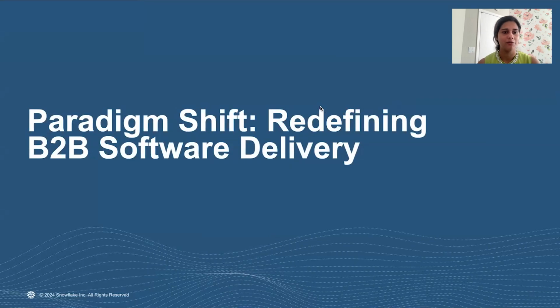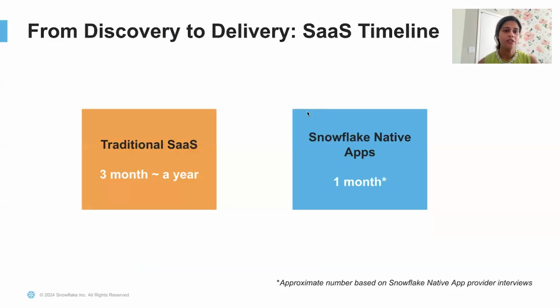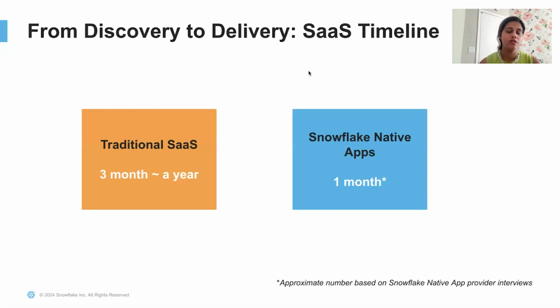Redefining B2B software delivery. If you think about a typical SaaS timeline from a consumer point of view, from discovery to actually procuring and using the application can take anywhere from 3 months to a year, depending on the application complexity. In most of our cases with consumers, we have seen a significant drop in that, and it goes down to almost a period of a month. So how does that drop happen? What are the angles of optimization here that come with native applications?